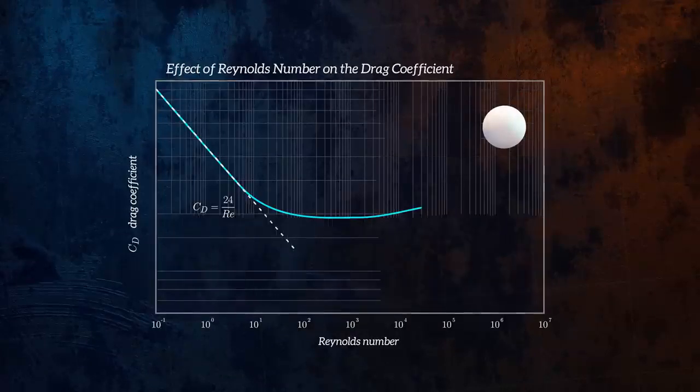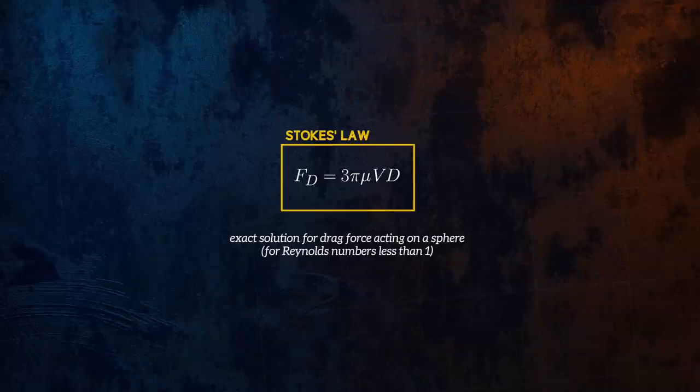Plugging this equation for CD into the drag force equation gives us an interesting expression. This is called Stokes' law, and it is an exact solution for the drag force acting on a sphere for Reynolds numbers less than 1. It's one of few cases where we have an analytical solution for calculating the drag force, and it has some very useful applications. We can use it to easily calculate the terminal velocity of a sphere falling in a fluid, so long as Reynolds number is low enough.